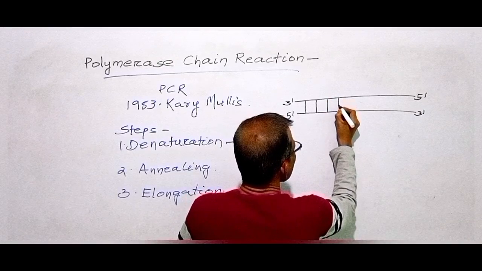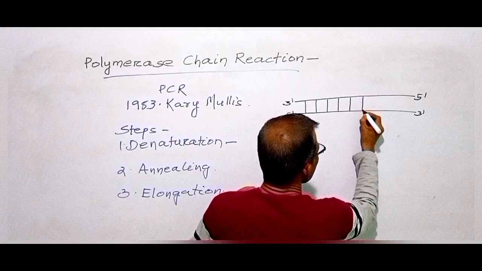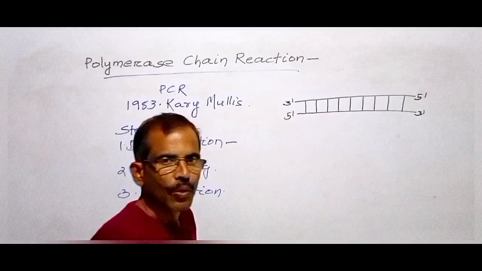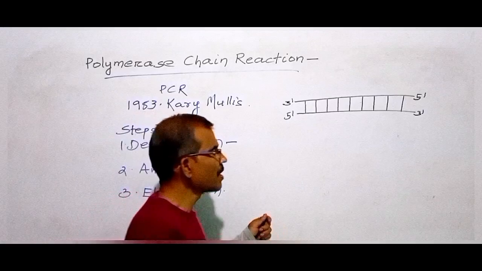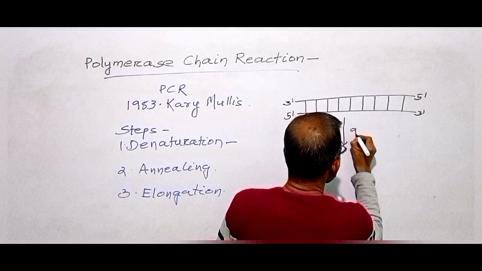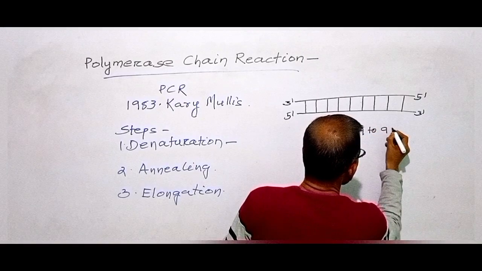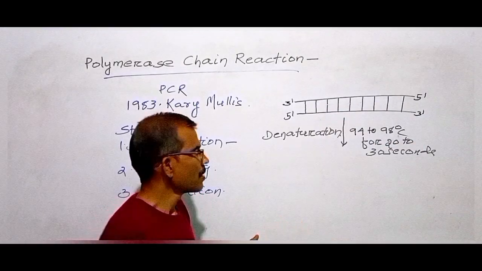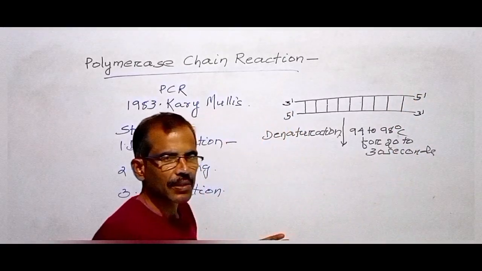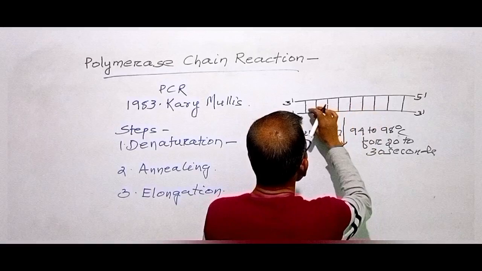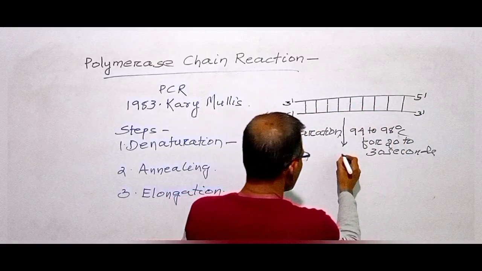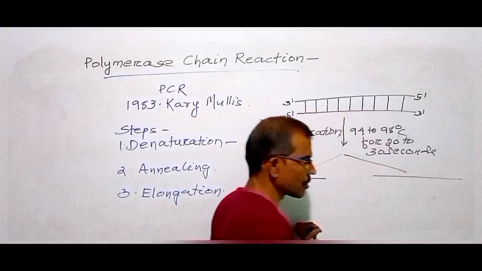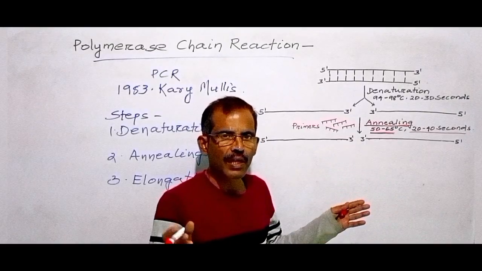First step of polymerase chain reaction is denaturation, also known as melting. In this step, the reaction chamber, which contains the reaction tubes, is heated to a temperature of 94 to 98 degrees centigrade for 20 to 30 seconds. At this higher temperature, the double-stranded DNA template is denatured or melted due to the breaking of hydrogen bonds between complementary bases, thereby yielding two separate single-stranded DNA molecules.